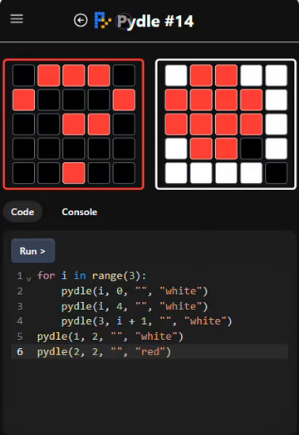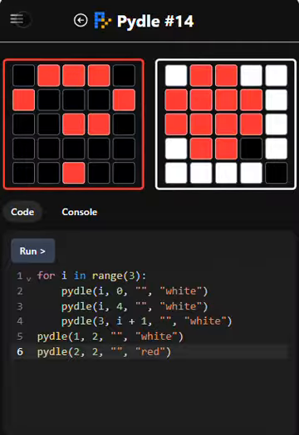Have a go at Pydle number 14. It's a cute little balloon with a piece of string. See how you get on solving that, writing Python. If some of the concepts that I used to solve Pydle number 13 are unfamiliar to you today, then go back to some of the previous videos to see how we develop some of those concepts.